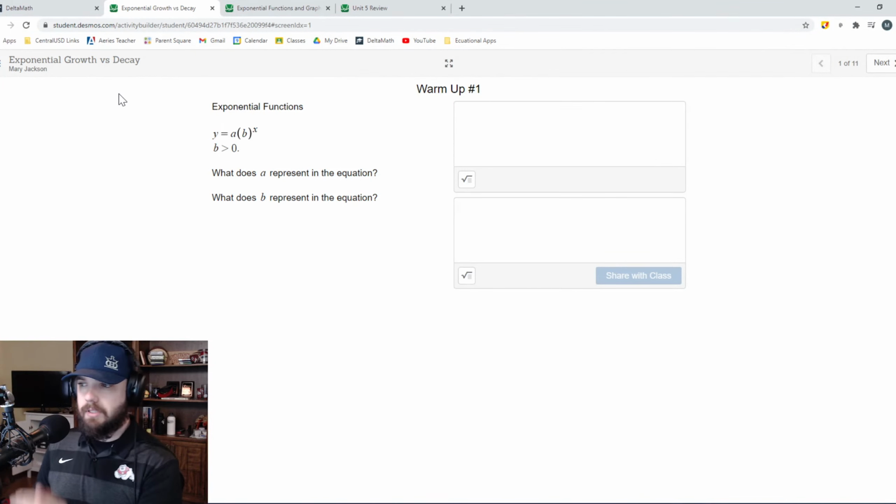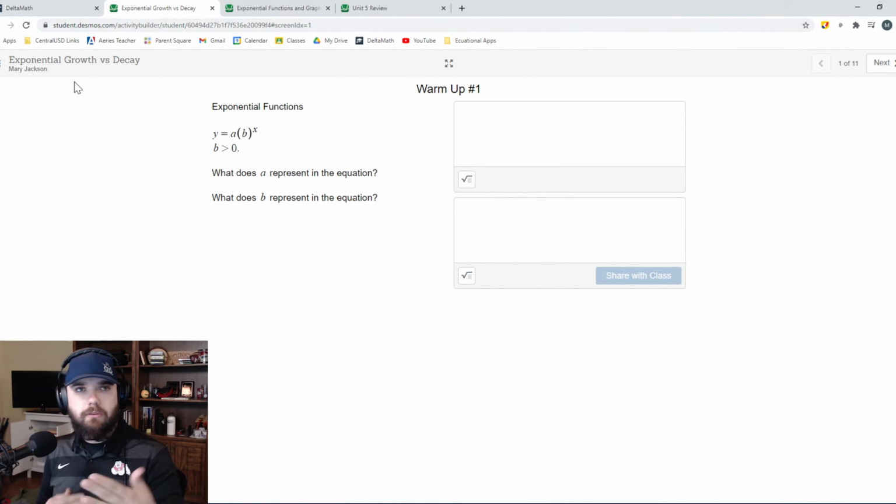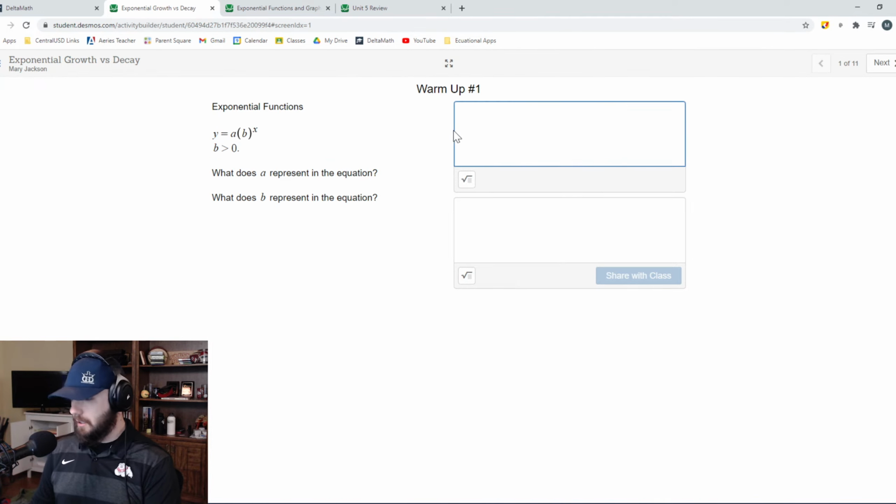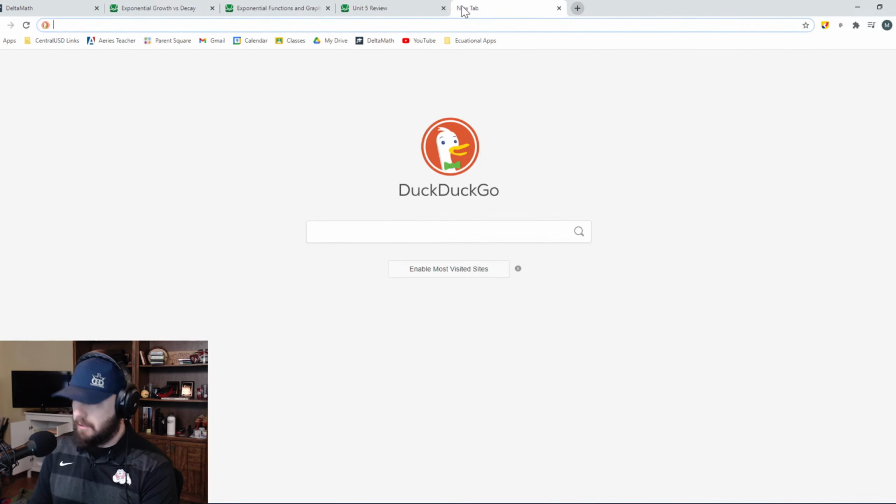All right, so let's get started. Remember, I'm just going to run through really quickly our Desmos activities that we did in class. These were our lessons. You were supposed to finish these for your homework. All right, so for our warm-up, we talked about exponential functions. We were given exponential functions y equals a times b to the x, where b is greater than 0. I was asked, what does a represent in the equation?